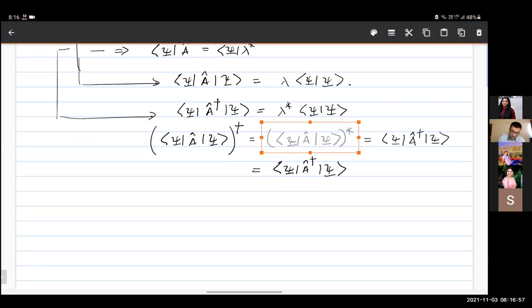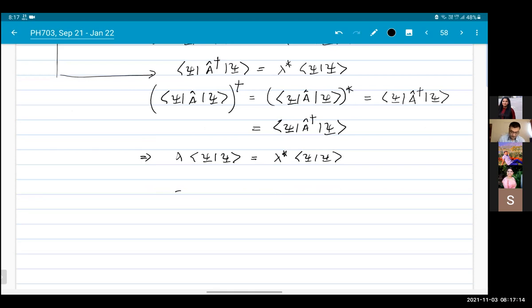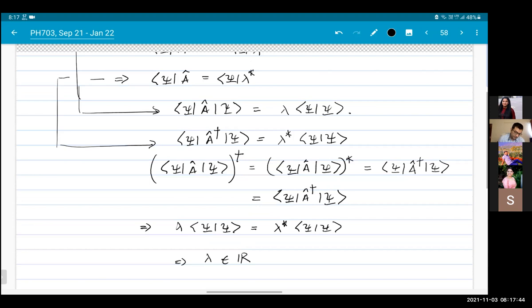So if I look at these two expressions, what do I find? I find that lambda is equal to lambda star, right? Which implies that lambda is a real number. Okay, so the eigenvalues of a Hermitian operator are real, and then we have the statement about orthogonality and completeness of the eigenvectors.